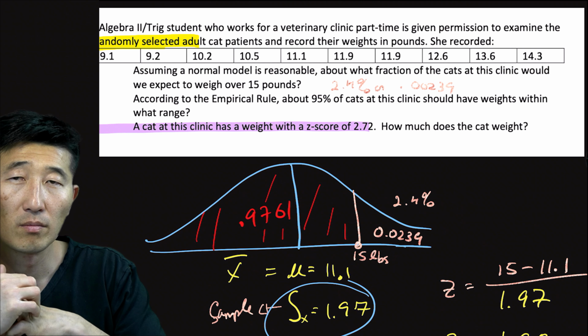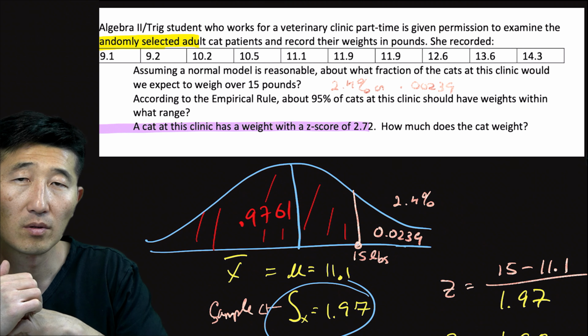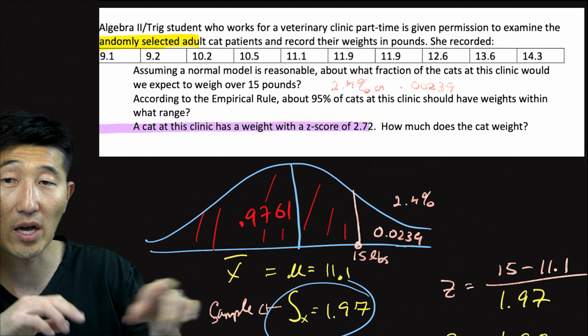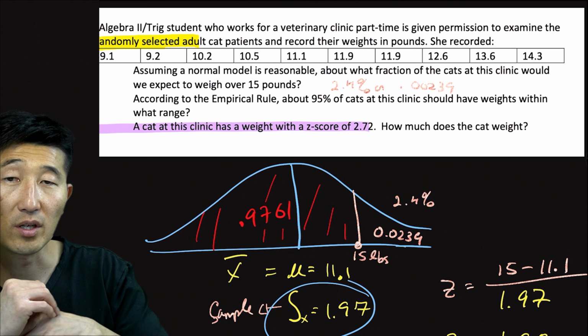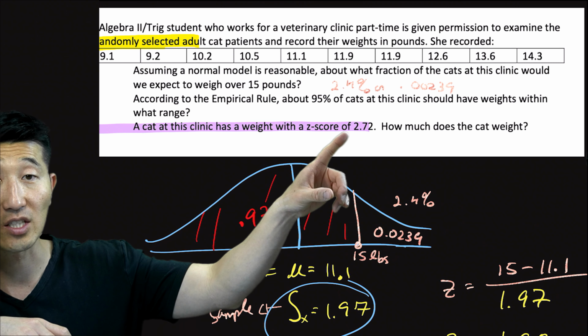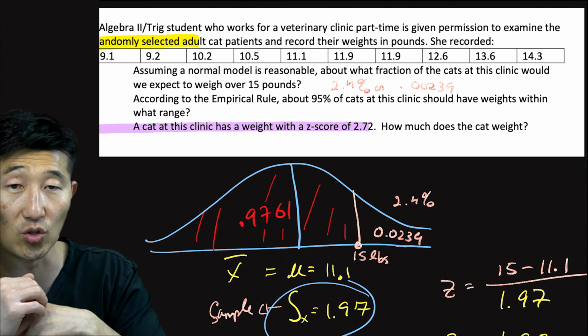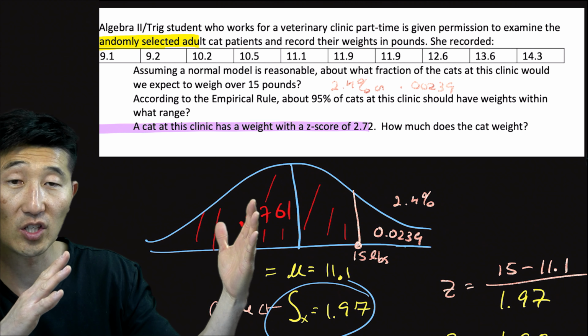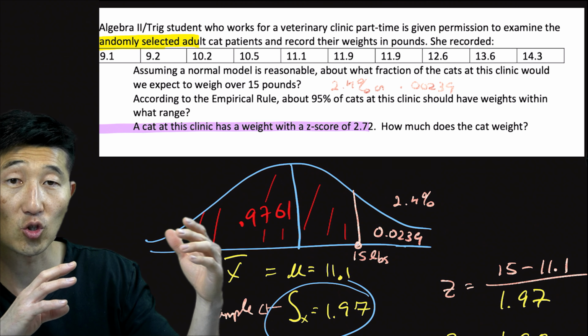So I would have to start with the standard deviation first, right? Yeah, we have all of our information. So if the cat weighs 27.2, no, I'm sorry, the cat's z-score is 2.72. So he's 2 standard deviations away with an extra 0.72.